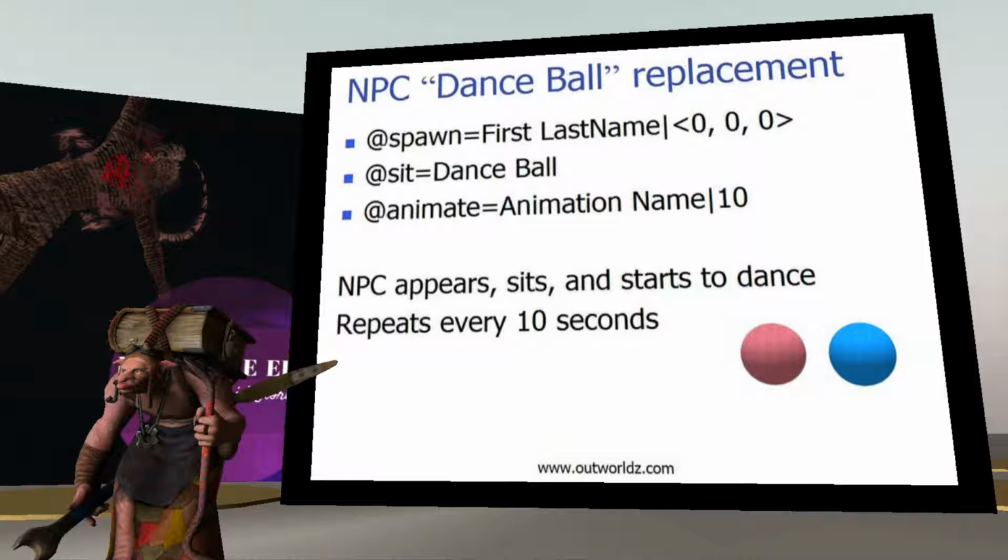So here is another very simple one. This is a dance ball. We're all familiar with pose balls. Basically, all you have to do is spawn an NPC at some location, tell it to sit on the dance ball, and then play an animation for some period of time. This will fall off the end of the note card, loop around, sit on the dance ball, animate itself for a period of time. And that's essentially what it takes to make a pose ball for an NPC dancer.